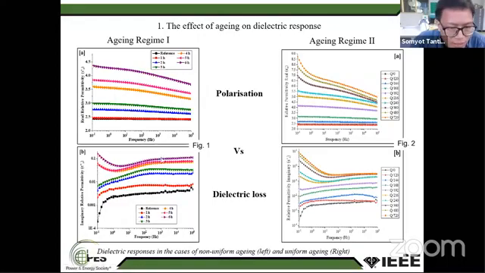Because of this peak linked to the response of the natural frequency of the carbonyl group at 10 to the power of 2 hertz.